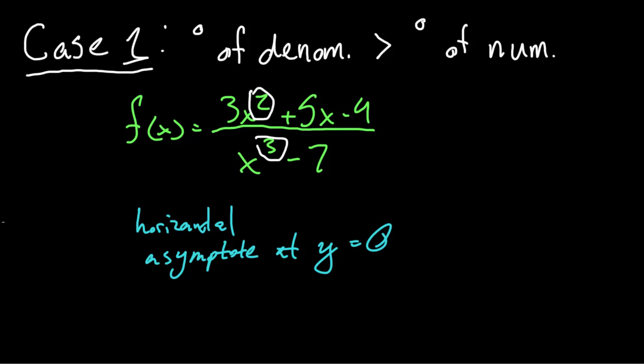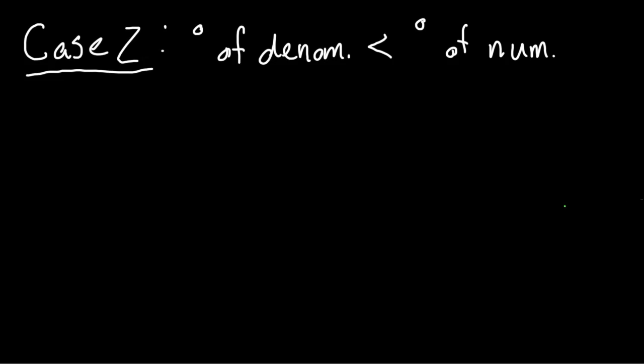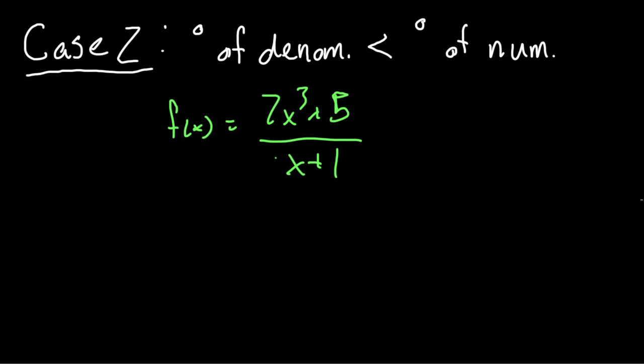Okay. Case 2. The degree of our denominator is less than the degree of our numerator. So let's make up another function. f of x, we'll say, random number, 7x cubed plus 5 over x plus 1. There we go. And as we can see, the degree of our denominator is only going to be 1, which is less than the degree of our numerator, which is 3. So what happens here? Now, this is actually an interesting case. So we sandwich this one in between the two easy ones. That way we can make it seem like they're all easy.